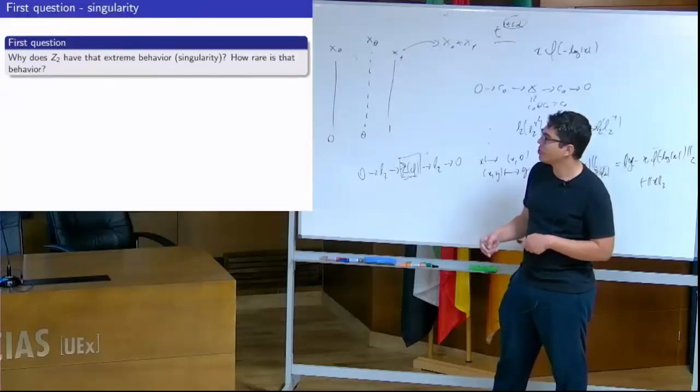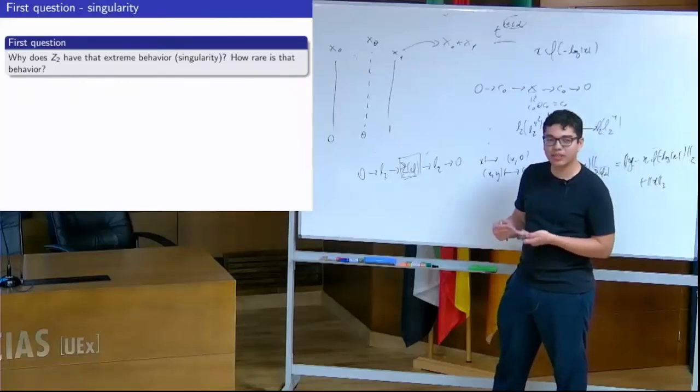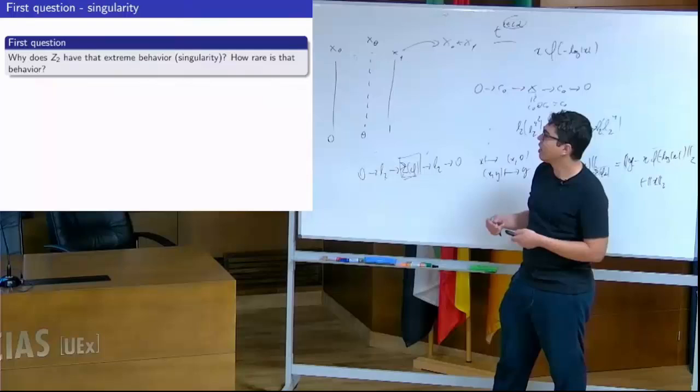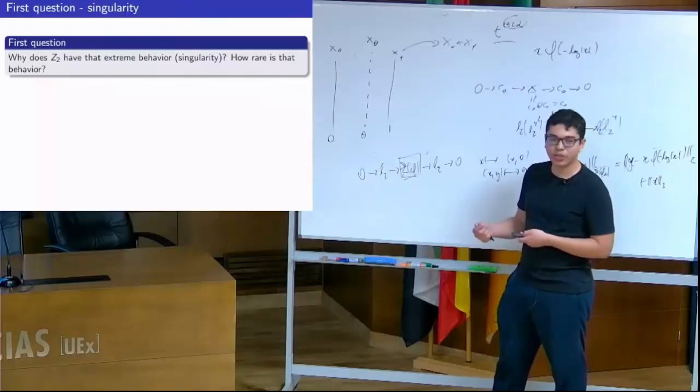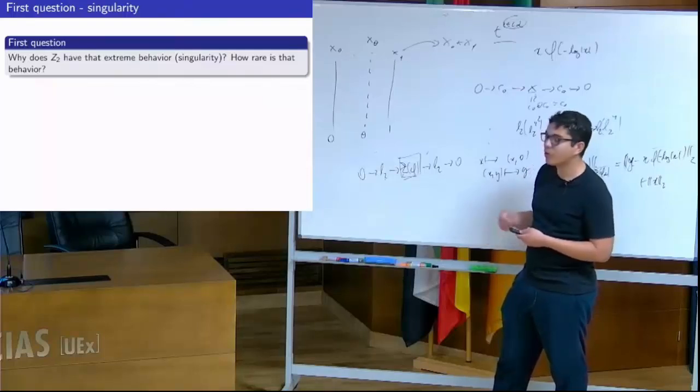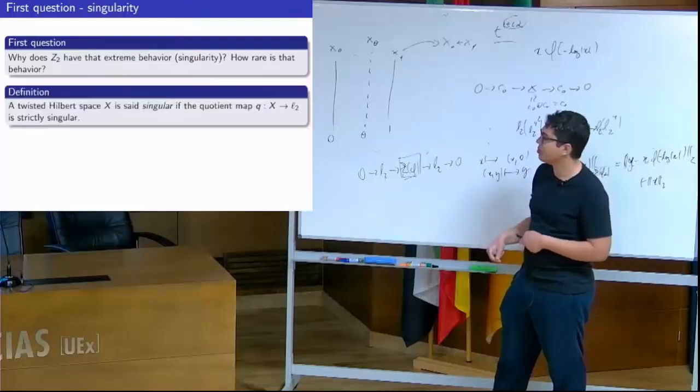So the first question, singularity. Why does Z2 have that extreme behavior? Why does the Carlton-Peck space have a strictly singular quotient map? Okay? And how rare is that behavior? So let us say that the twisted Hilbert space is singular if the quotient map is strictly singular.